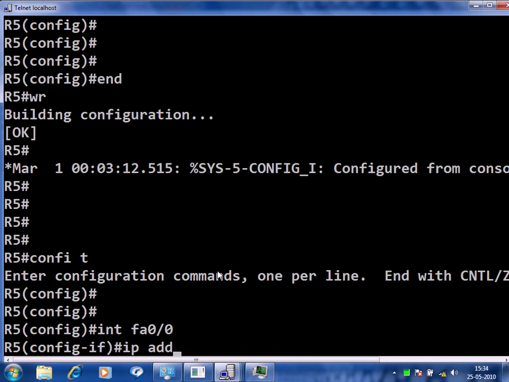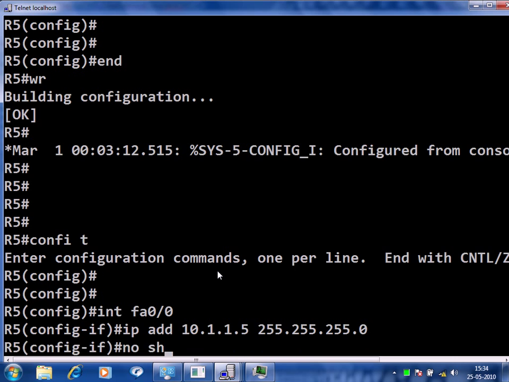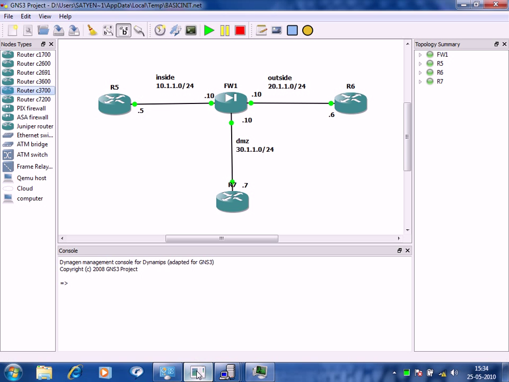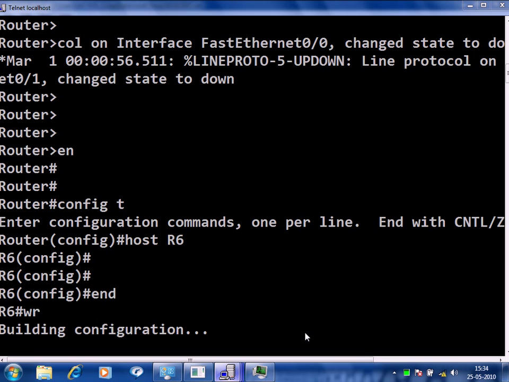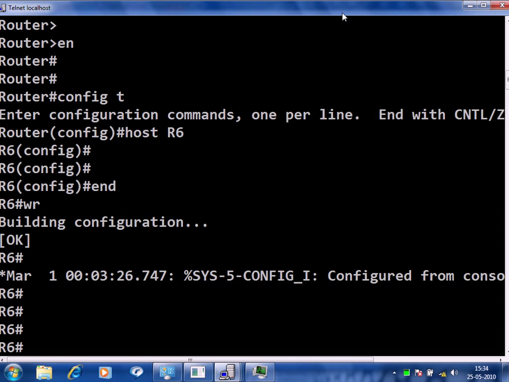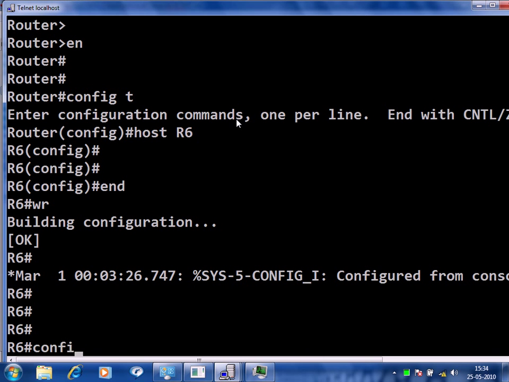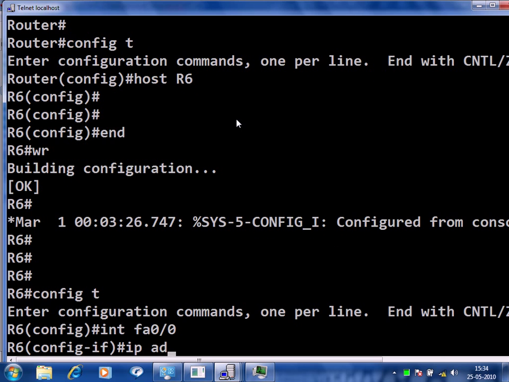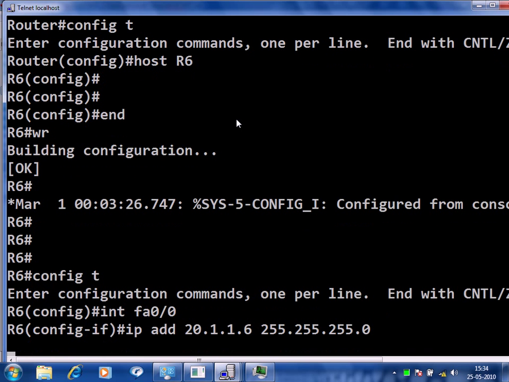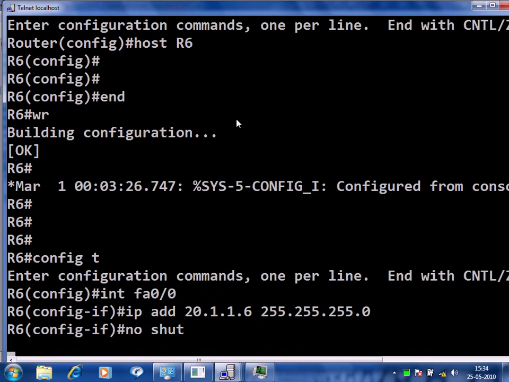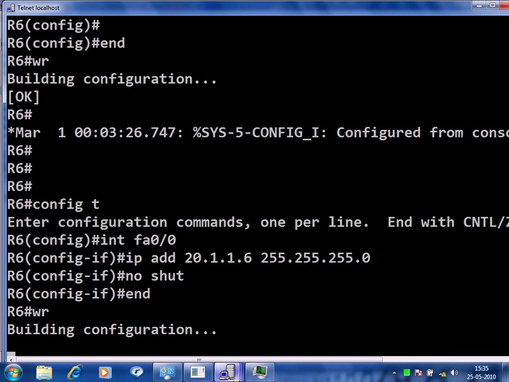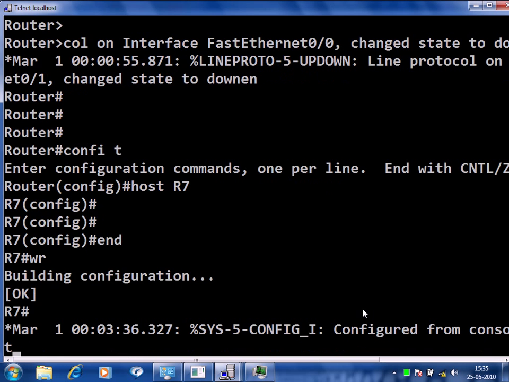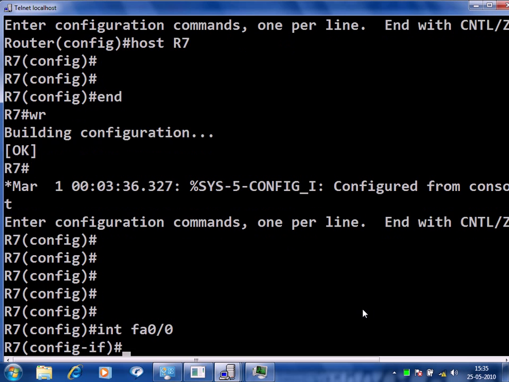R5 interface FA0/0, IP addressing is 10.1.1.5, right? R6 interface FA0/0, IP addressing is 20.1.1.6. R7 interface FA0/0, IP addressing is 30.1.1.7.